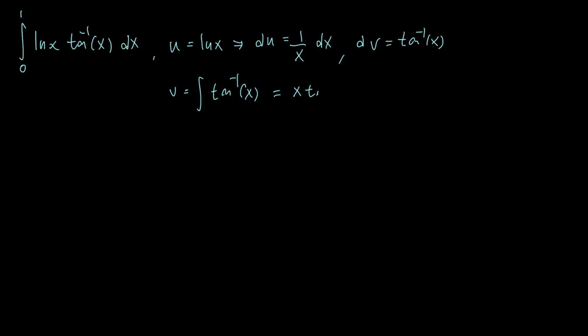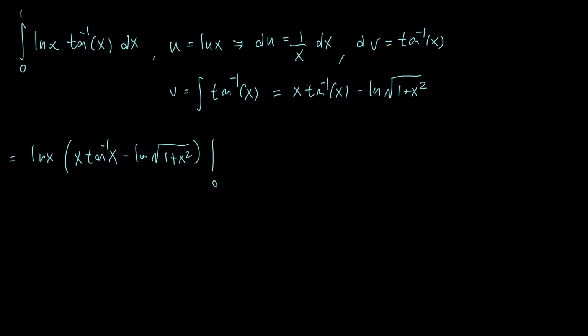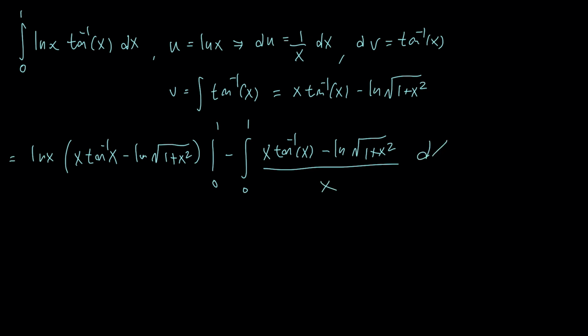It's going to be x inverse tangent of x minus the natural log of the square root of 1 plus x squared. So using integration by parts, we have ln x times (x inverse tangent of x minus the natural log of the square root of 1 plus x squared) from 0 to 1, minus the integral from 0 to 1 of v, which is x inverse tangent of x minus the natural log of the square root of 1 plus x squared, times du, 1 over x dx.